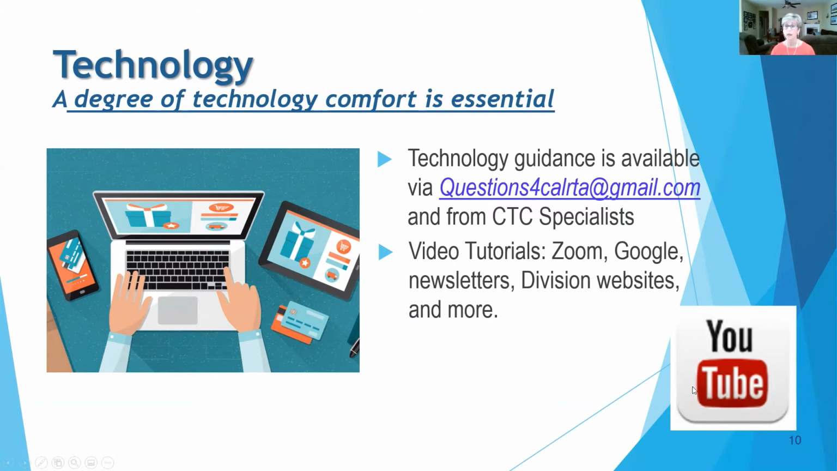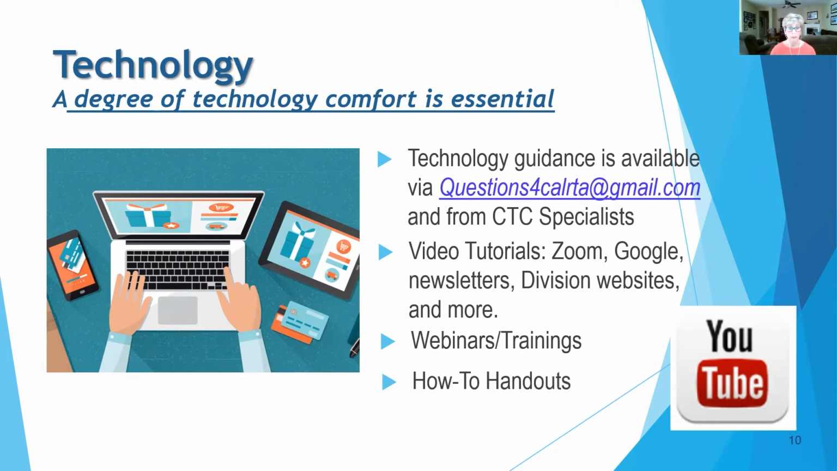And all you have to do is click on that YouTube icon in the upper right-hand corner of the CalRTA homepage, or you can go to your division website. And also in the upper right, you're going to see that YouTube icon. You click on YouTube there and then click videos, and you can scroll through and look for all sorts of resources. The CalRTA website also has a number of easy to follow step-by-step how-to handouts that can be printed and used simultaneously with a lot of these tutorials that are available. So the handouts are also important.